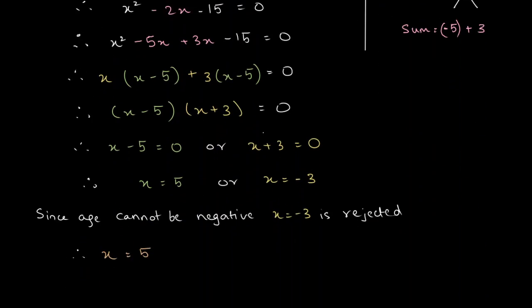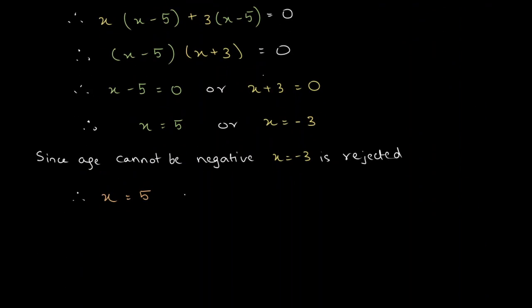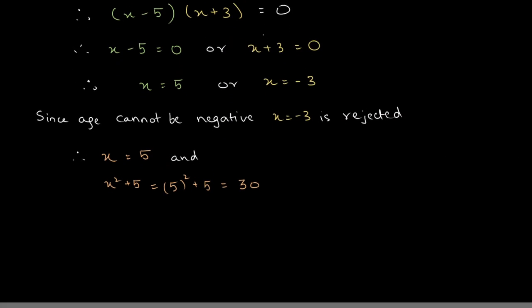Present age of the woman is x squared plus 5, so x is equal to 5, and by that I know x squared plus 5 will be equal to 5 squared plus 5. Now 5 squared is 25, 25 plus 5 is 30, so x squared plus 5 is 30. Alright, so I have both the required answers.